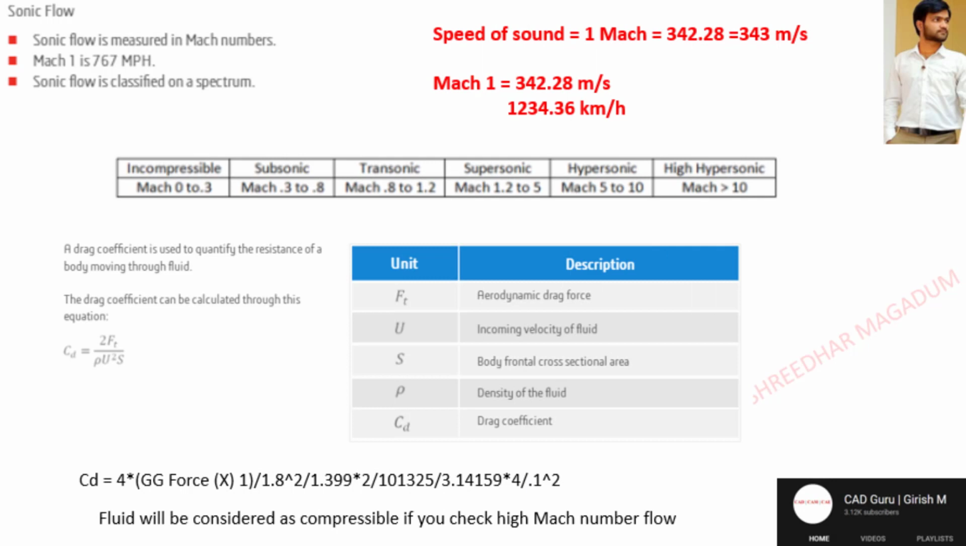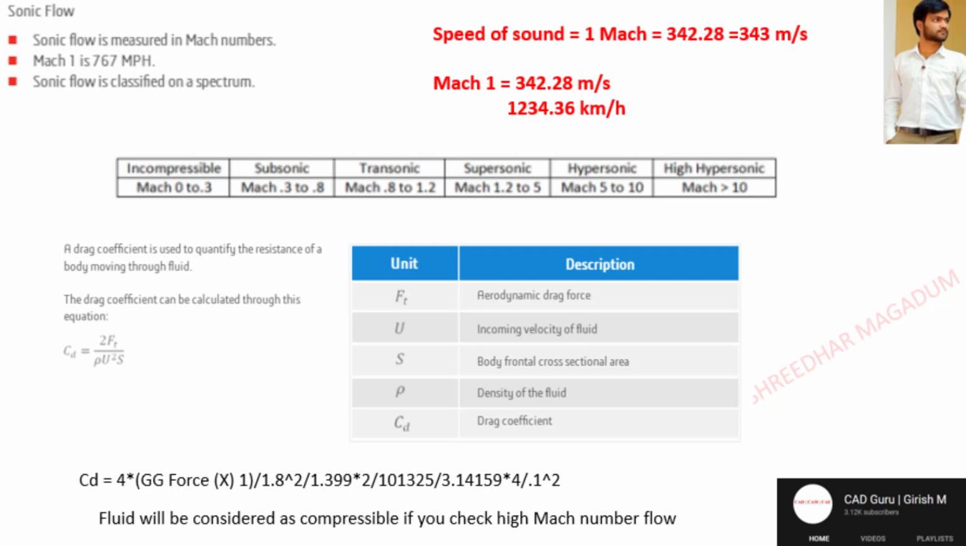Here you can see the equation: the coefficient of drag is equal to 2 times the drag force divided by rho v square into S. Rho is the density, v square is the velocity squared, and S is the frontal area we need to consider. Similarly, the coefficient of lift is equal to 2 times the lift force divided by rho v square into the frontal area. So you can see the formula there, CD, and you'll get the goals over there.